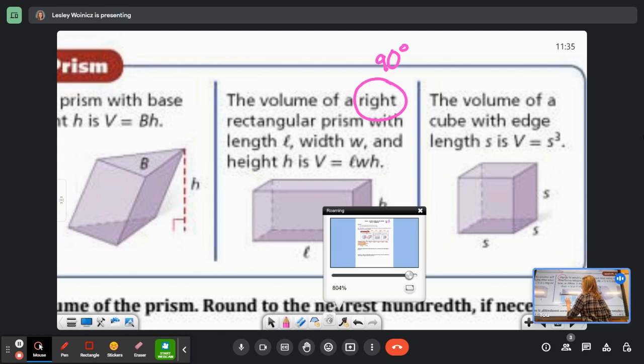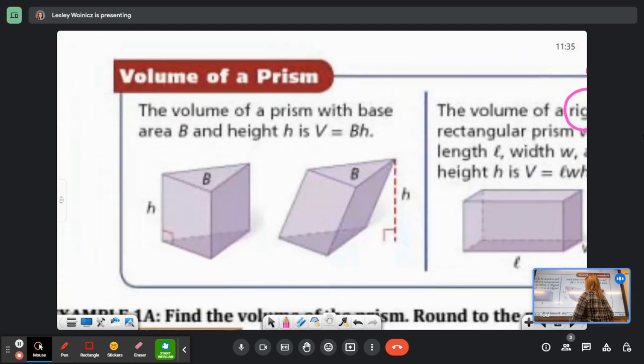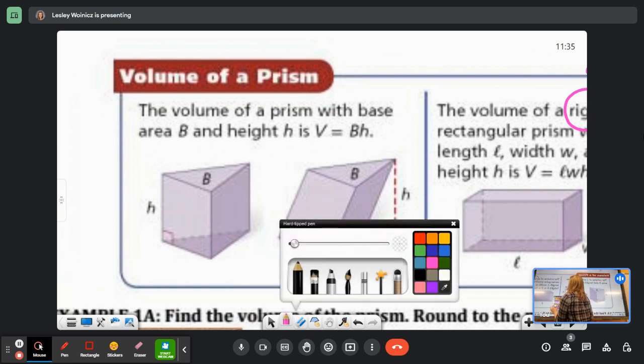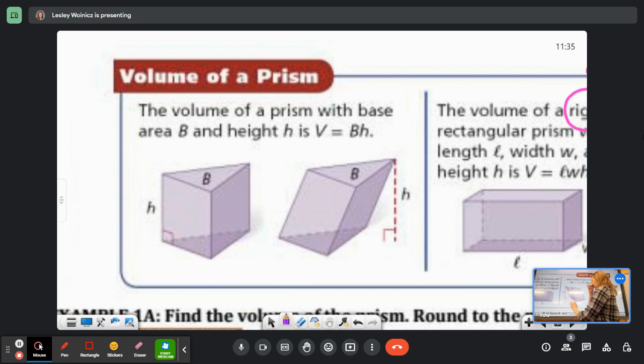Now it gets a little bit more exciting when we have a prism that is not all rectangles or if it's slanted. So let's talk about this one first. You all know that the area of a triangle, area equals 1/2 times the base times the height.